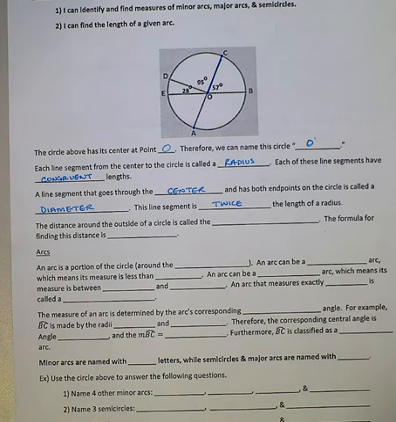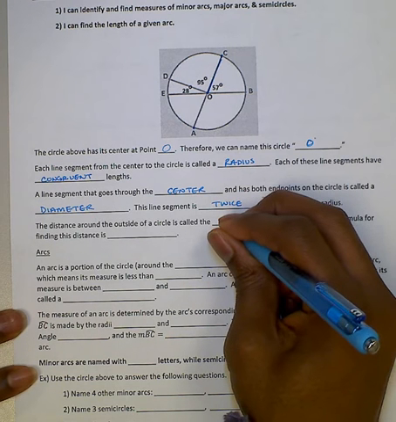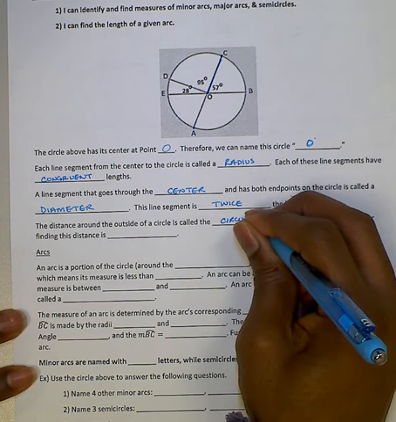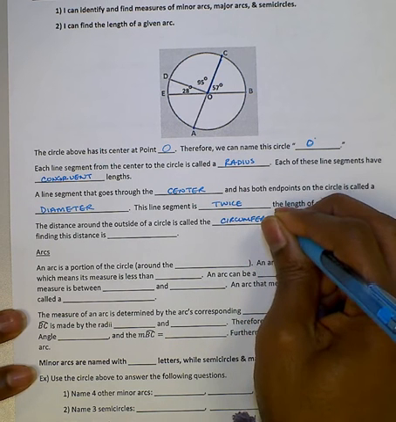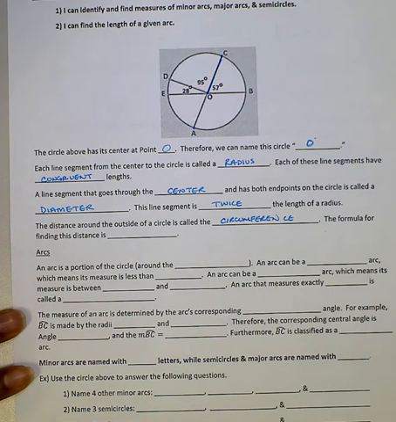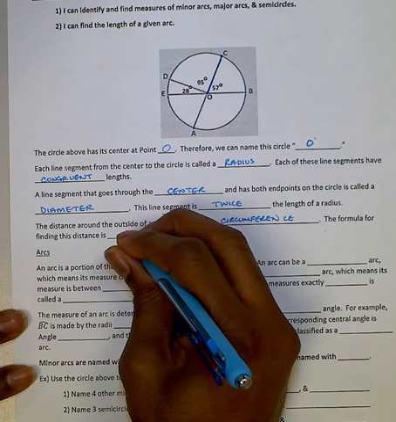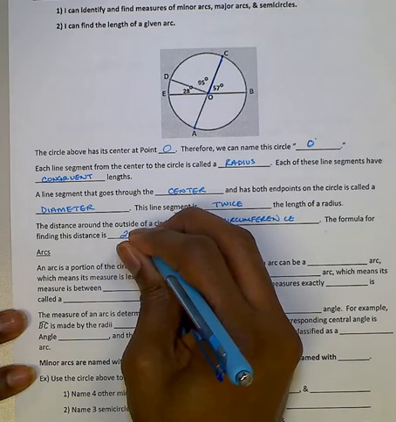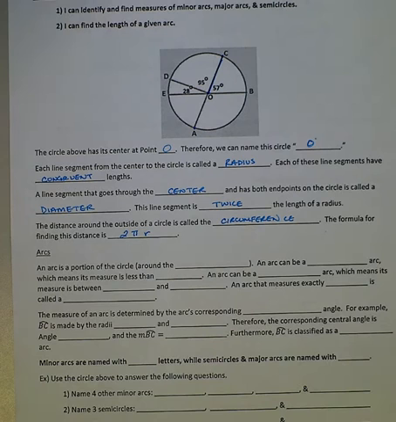The distance around the outside of the circle is called the circumference. And the formula for finding the distance is 2 times pi times the radius. Alright?